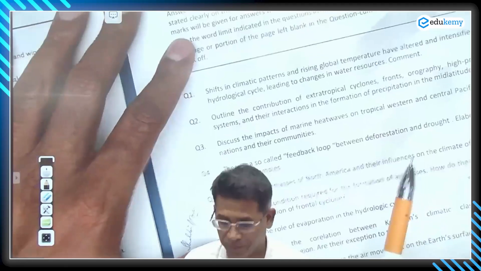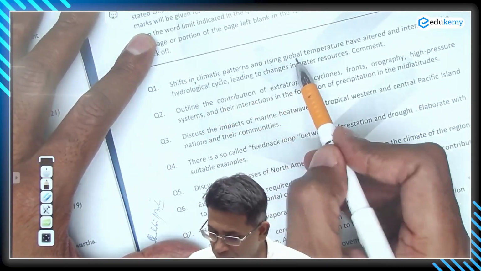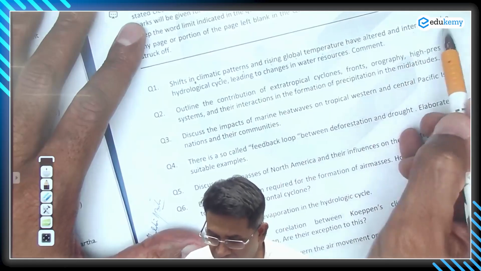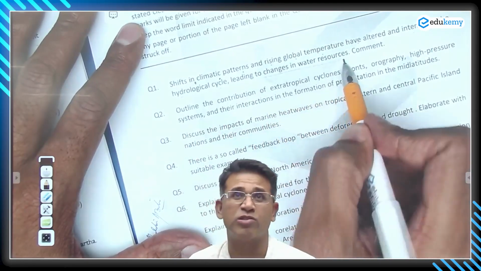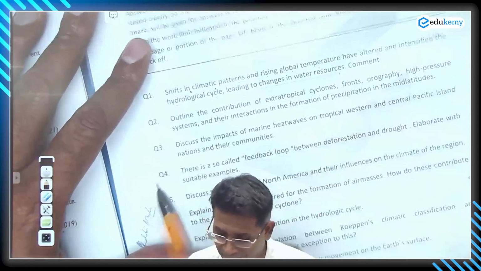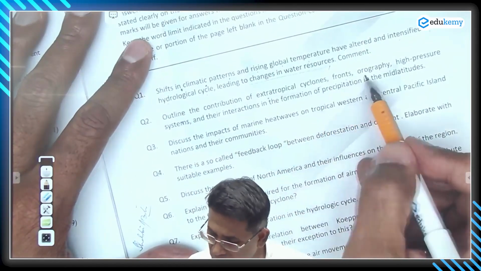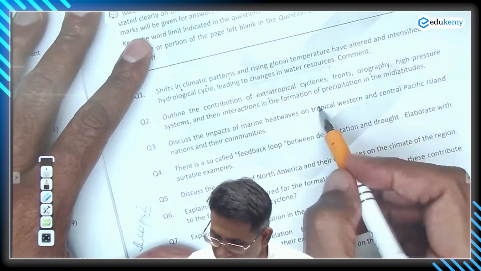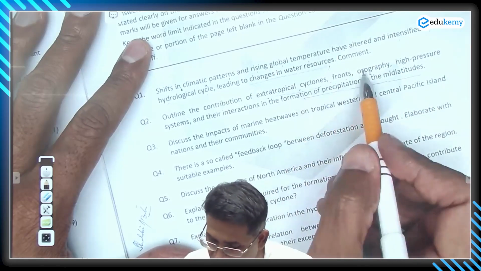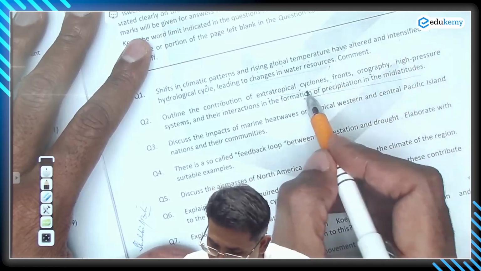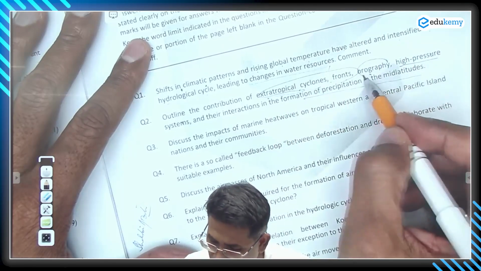Questions like, okay, shift in climate patterns and rising global temperature have altered, intensified the hydrological cycle, leading to changes in the water resources. Okay. Outline the contribution of extratropical cyclones, fronts, orography, high pressure, okay, in precipitation of mid-latitude. Essentially, ये अलग-अलग words हैं, but ये actually साथ ही हैं. Cyclones and fronts together, high pressure system and orography.